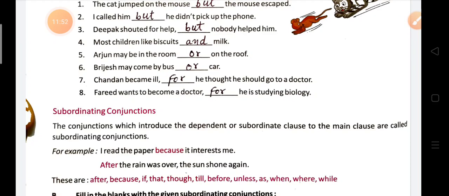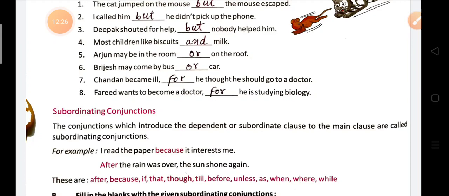So what is a subordinating conjunction? Now you will try to understand what subordinating conjunctions are. So now listen, the conjunctions which introduce the dependent or subordinate clause to the main clause are called subordinating conjunctions. यानी क्या, एक ऐसा sentence जो दूसरे पर dependent हो, subordinate हो, उसे हम subordinate clause कहते हैं.